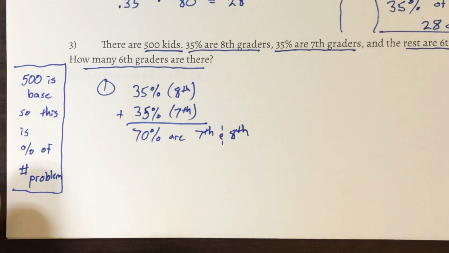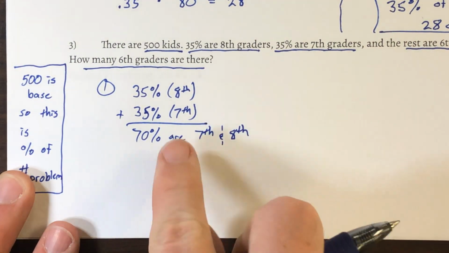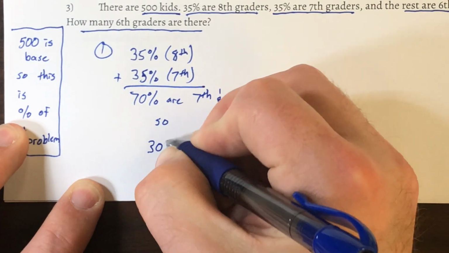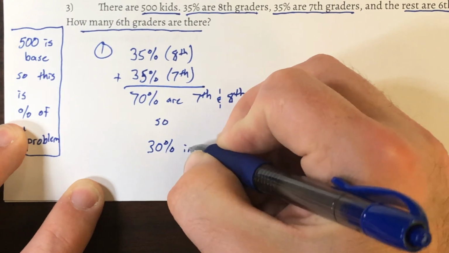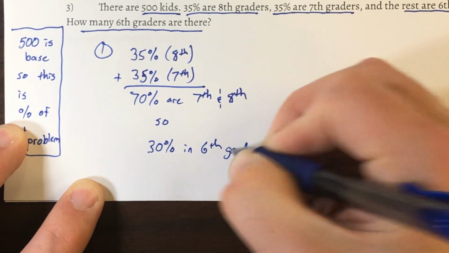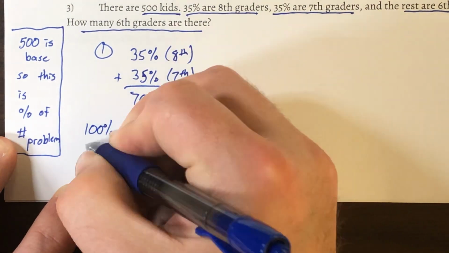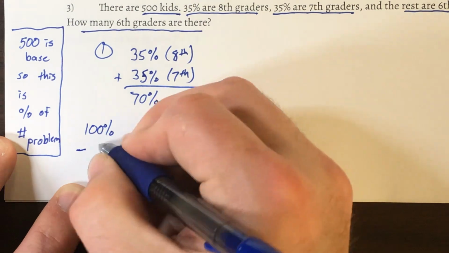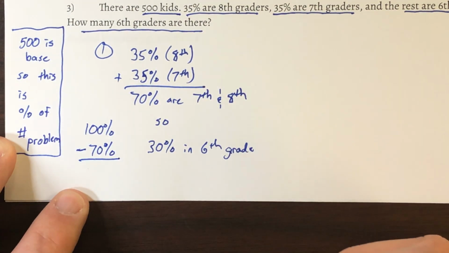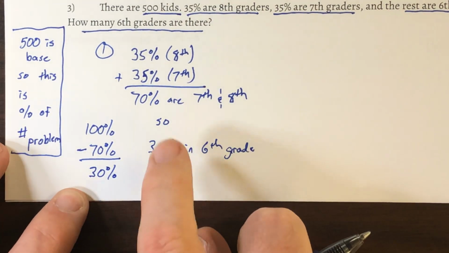Now, how do I find 6th grade? Well, if 70% are 7th and 8th grade, that means there are 30% in 6th grade. Now, how do we get that? 100% represents everyone. If you get rid of the 7th and 8th graders, because they're not as important as 6th grade, you get 30%. All right, now, this is not our answer.